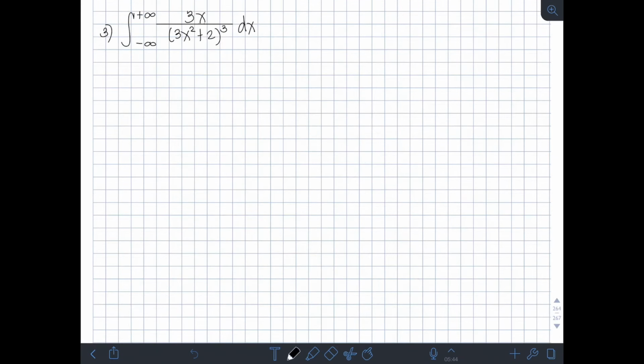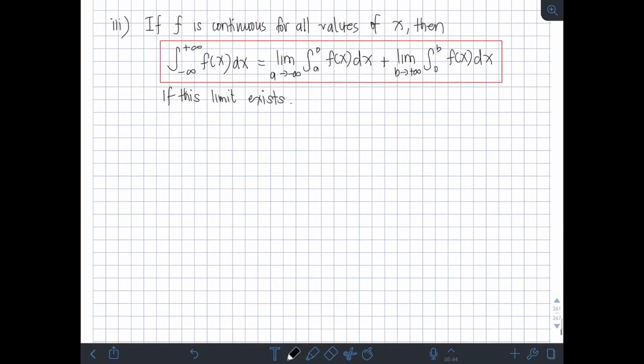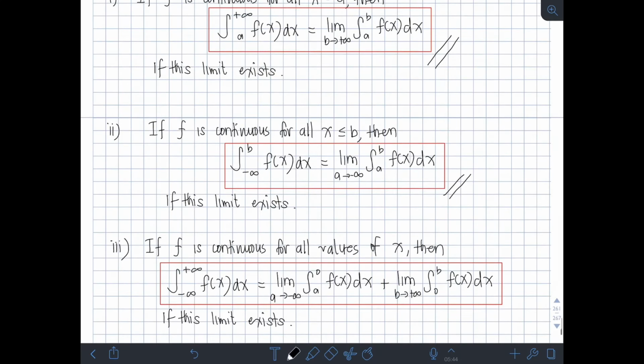Okay? Next, we have the integral of 3x over the quantity 3x squared plus 2, all raised to the cube, dx from negative infinity to positive infinity. Okay, so this time, we are in case 3 of improper integrals where we have a lower limit of negative infinity and an upper limit of positive infinity. So, we will use the formula for this case 3. So, let's copy it.